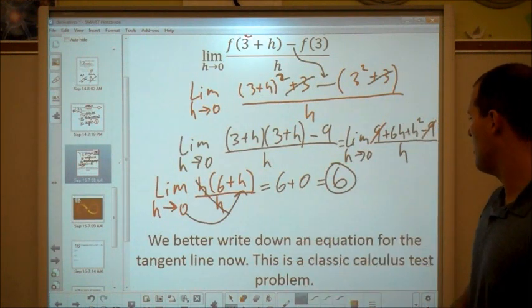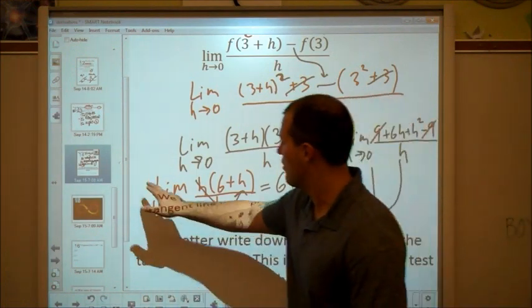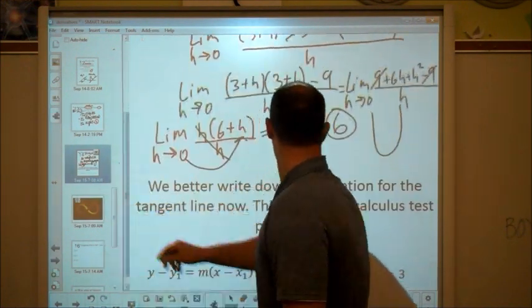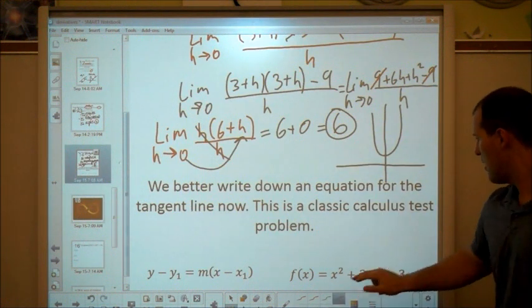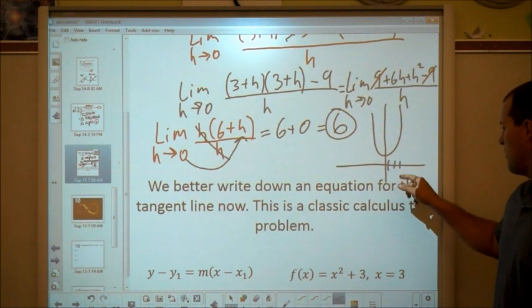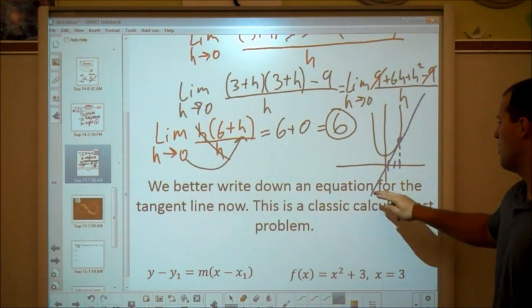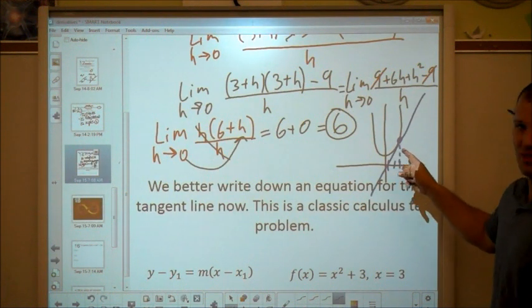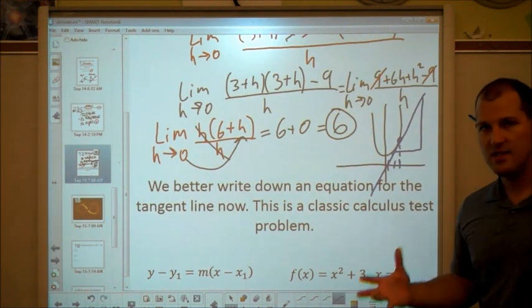So pause and understand what it means. It means that we have some kind of a parabola. Let me double check what the equation was, x squared plus 3. We have some sort of a parabola, and it sits like that, and then we count over to an x value of 3, and we go up to that point. The slope, or the rate of change at that point, has a slope of 6. Like if you did a rise over run type of deal on this, you'd get 6 as the slope.